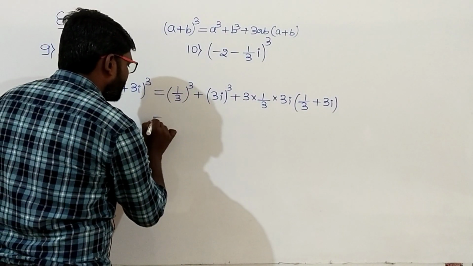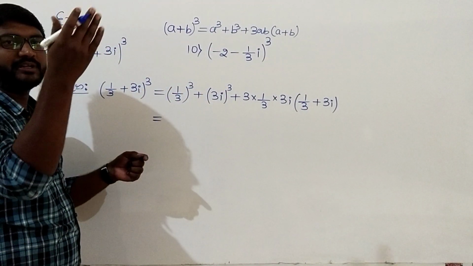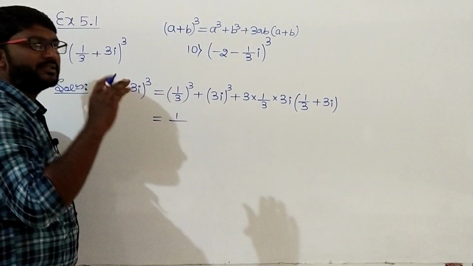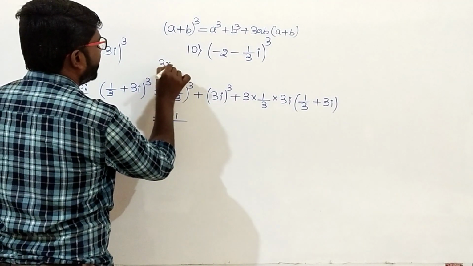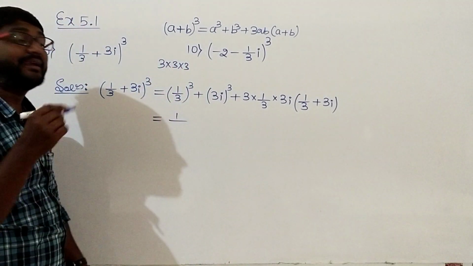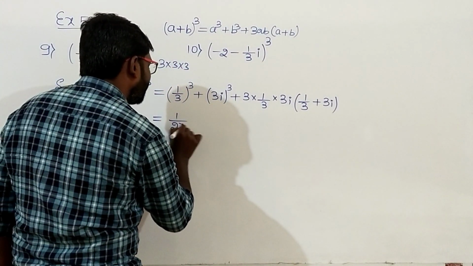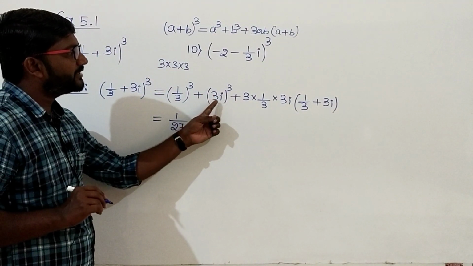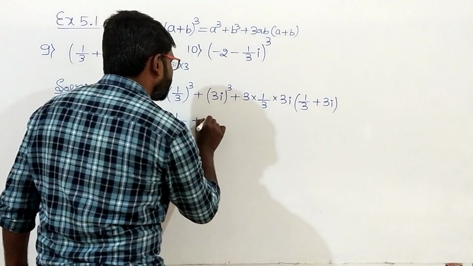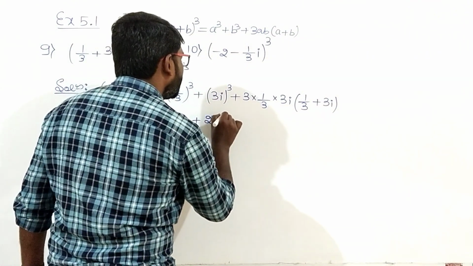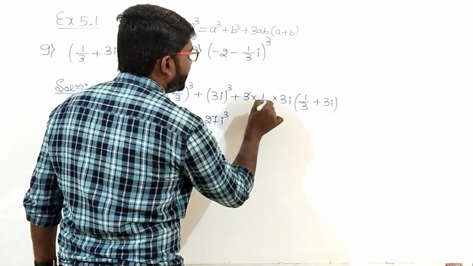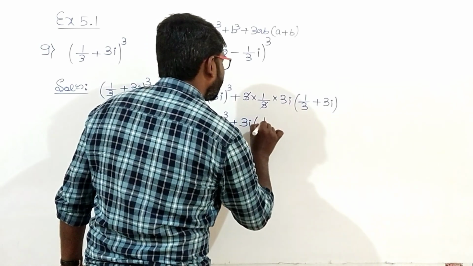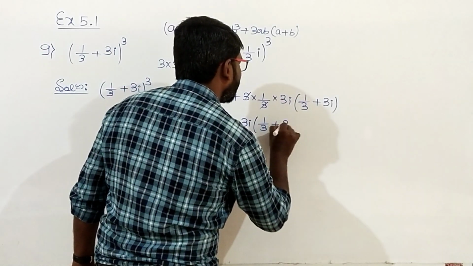(1/3) the whole cube is nothing but 1 cube divided by 3 cube. 1 cube is 1, divided by 3 cube, that is 3 into 3 into 3, we get 27. Then plus, here the cube applies to the first term as well as to the second term: 3 cube is 27, then we have i cube. Then the 3s cancel, plus we have 3i into the bracket (1/3 + 3i).